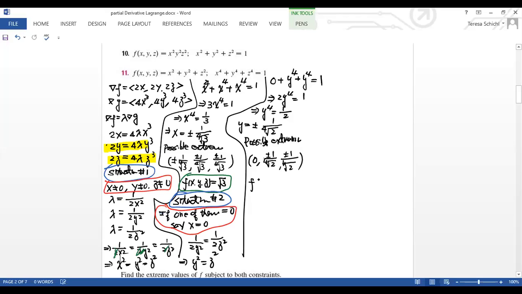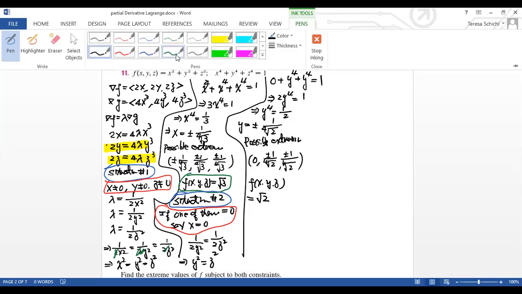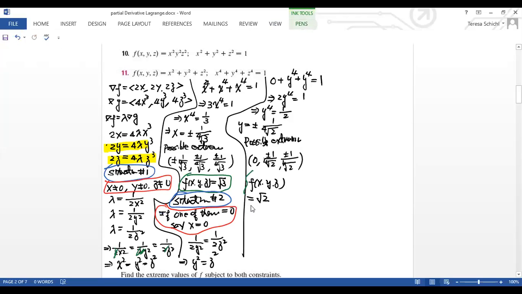So the f of x, y, z, this is x squared plus y squared, which is 1 over square root of 2, plus z squared, which is 1 over square root of 2. So what do you get here? You will get the square root of 2 here. So I'm going to circle this one. This is another extrema because later we're going to compare.